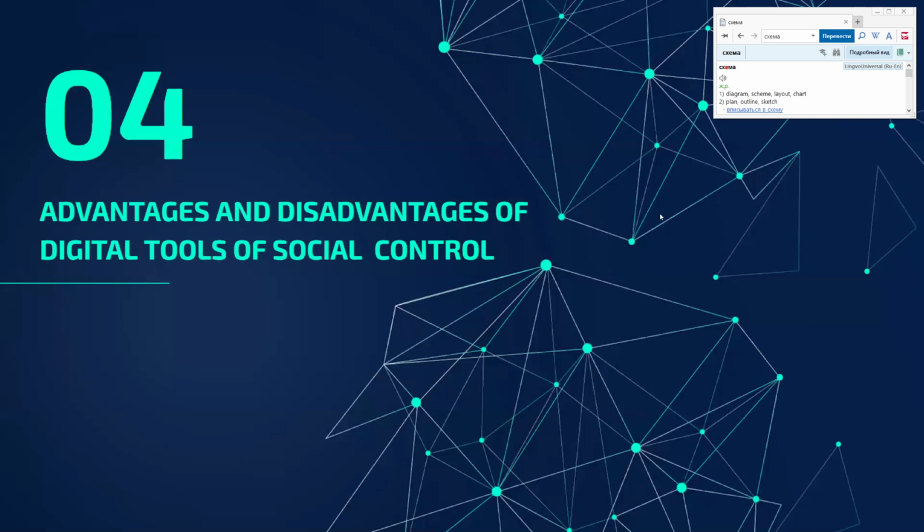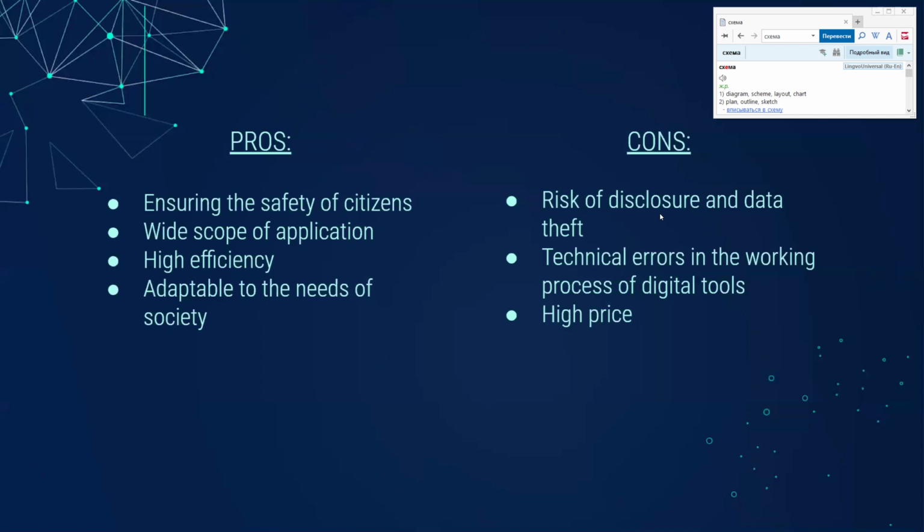So now we would like to tell about advantages and disadvantages of digital tools of social control. So we will start with advantages, ensuring the safety of citizens. Such digital technologies provide the necessary information to help prevent the spread of virus.